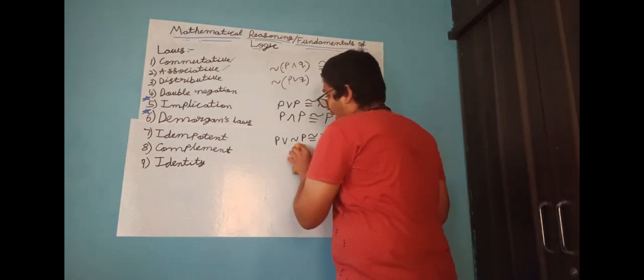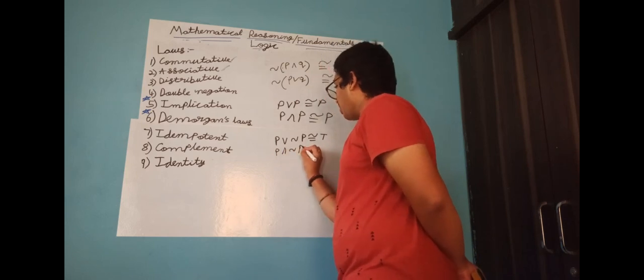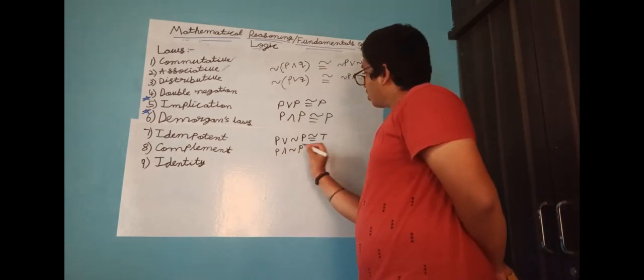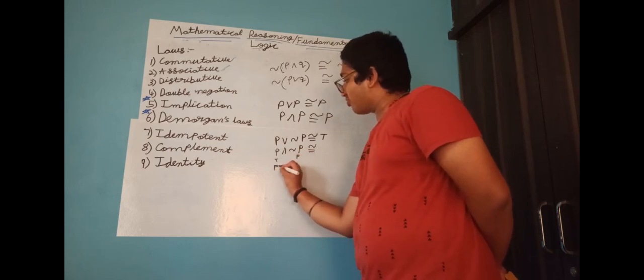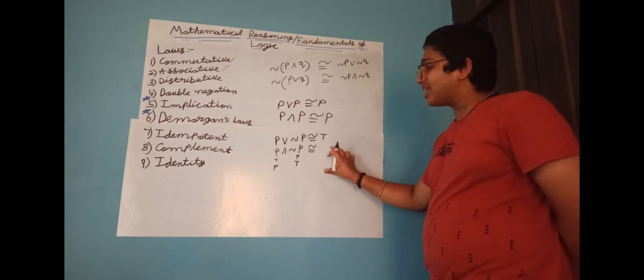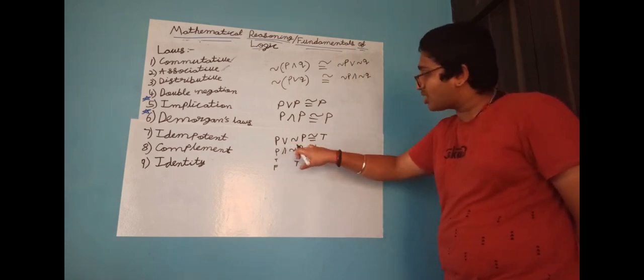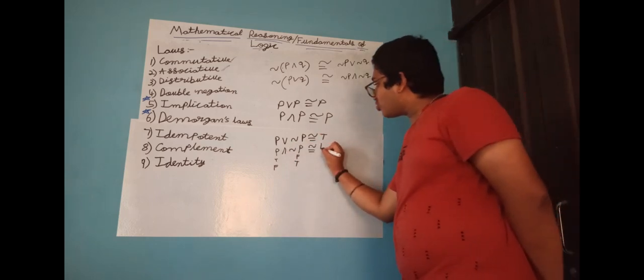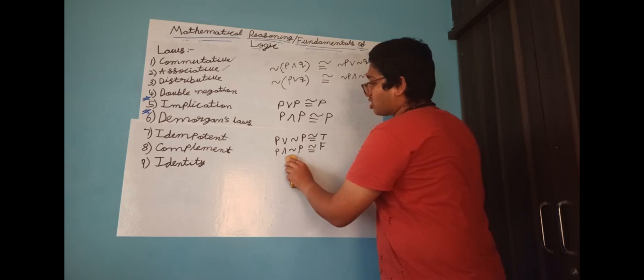Similarly, if we do for AND, P and negation P, what does it mean? If this is true, this will obviously be false. If this is false, obviously it will be true. If both are true only, the resultant will be true. But we are not getting such a case, right? Both are opposite, so it will always be false. This is what the complement law states.